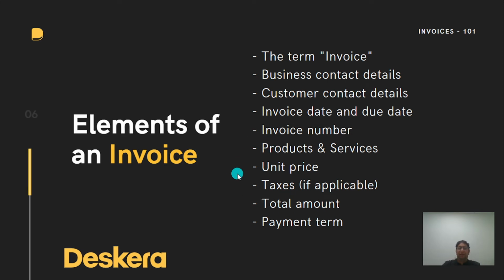These three are very, very important along with the products and services. And finally, the payment term. That is, when is an invoice due and what were the exact payment terms.